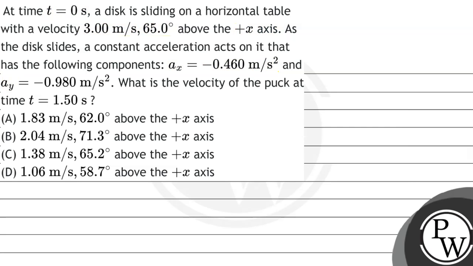Now, let's read this question. At time t equals 0, a disk is sliding on a horizontal table with a velocity of 3 meter per second and 65 degree above the x-axis.